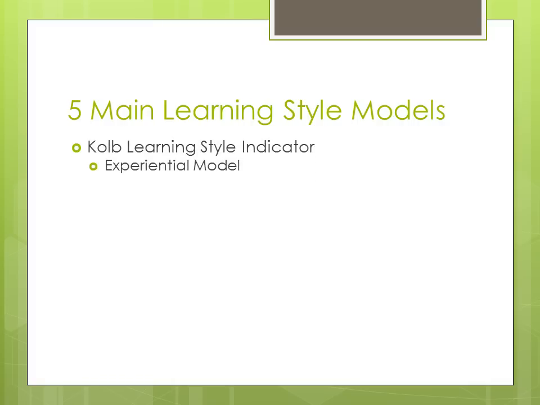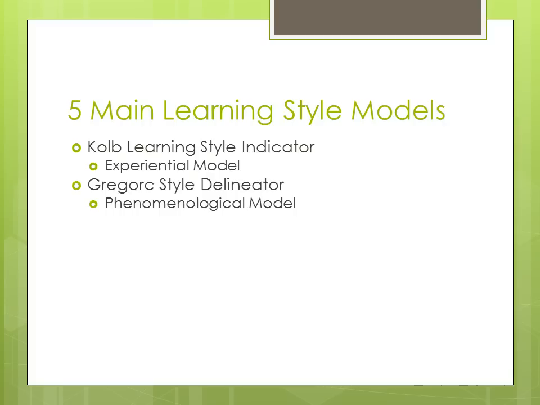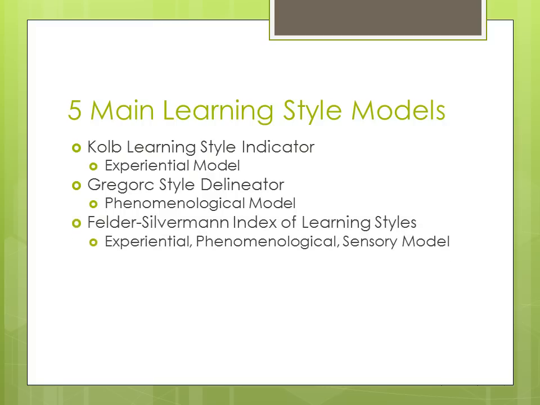So the first model is the Kolb learning style, which is the LSI indicator that they use a lot for K-12 analysis. This is an experiential model, and we'll get into what each of these means in a minute. The second is the Gregorc style delineator, which is more phenomenological. The Gregorc is actually spurred from the Kolb learning model; they took their model and developed out of that.